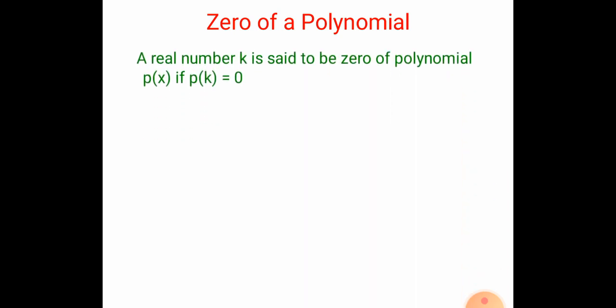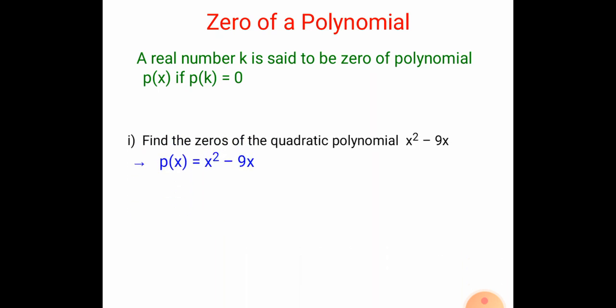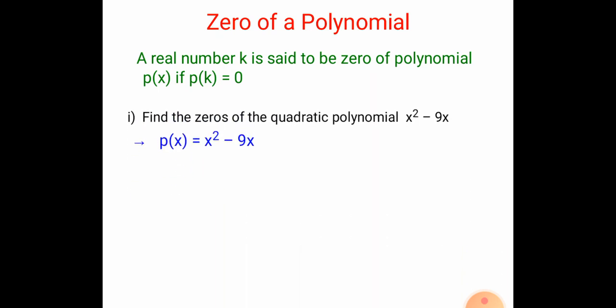The definition is, a real number k is said to be a zero of polynomial p of x if p of k equal to 0. Let us begin with the first example, how to calculate the zero of a given polynomial. Here in this case, the first example, the given polynomial is x square minus 9x. Now students, you have to check in both the terms. The first term is x square and the second term is 9x.